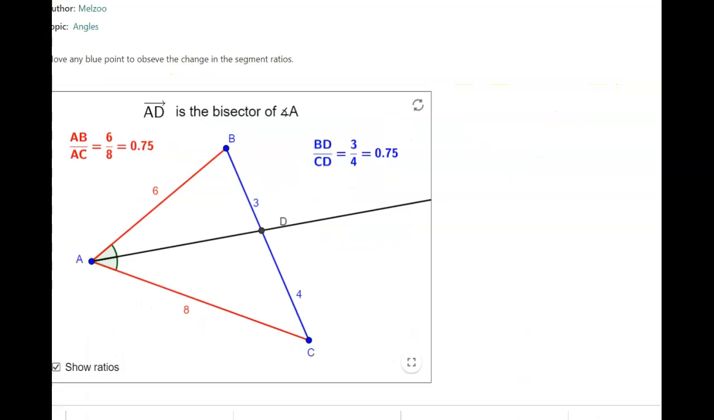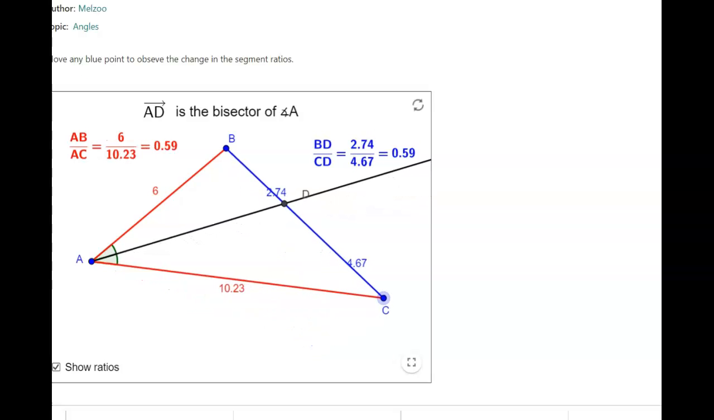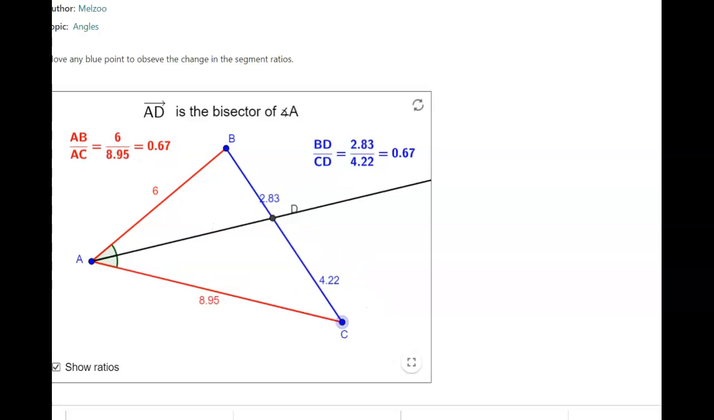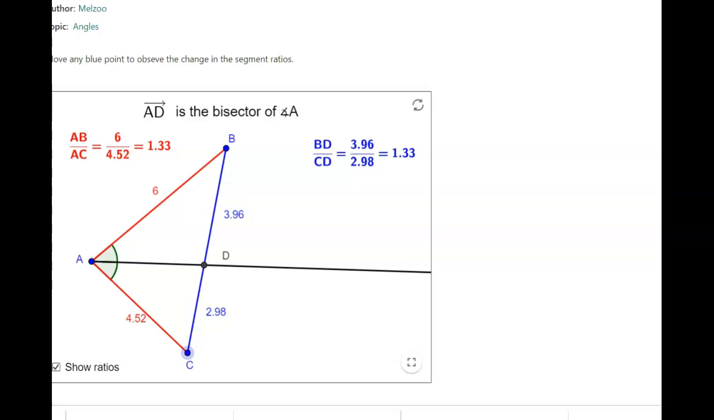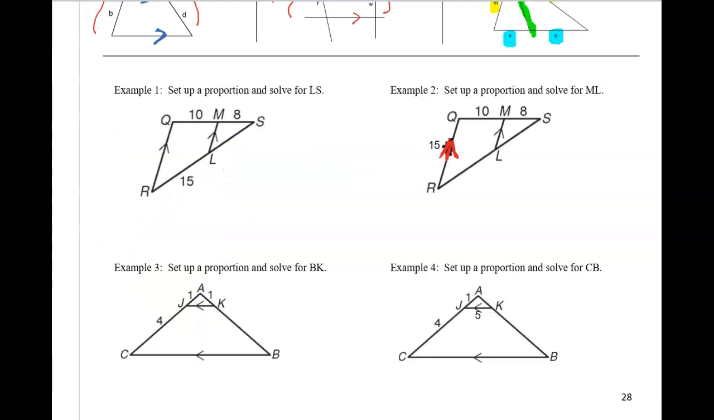Here's a quick visual representation of what I just talked about in terms of the angle bisector. You could see 6 divided by 8 is equal to 3 over 4, and that angle bisector I consider to be the fraction bar. If I were to drag point C, you still can see that those fractions are equal no matter what happens. So 6 over 4.52 is equal to 3.96 over 2.98 as long as you have an angle bisector. So let's look at the problems on page 28.